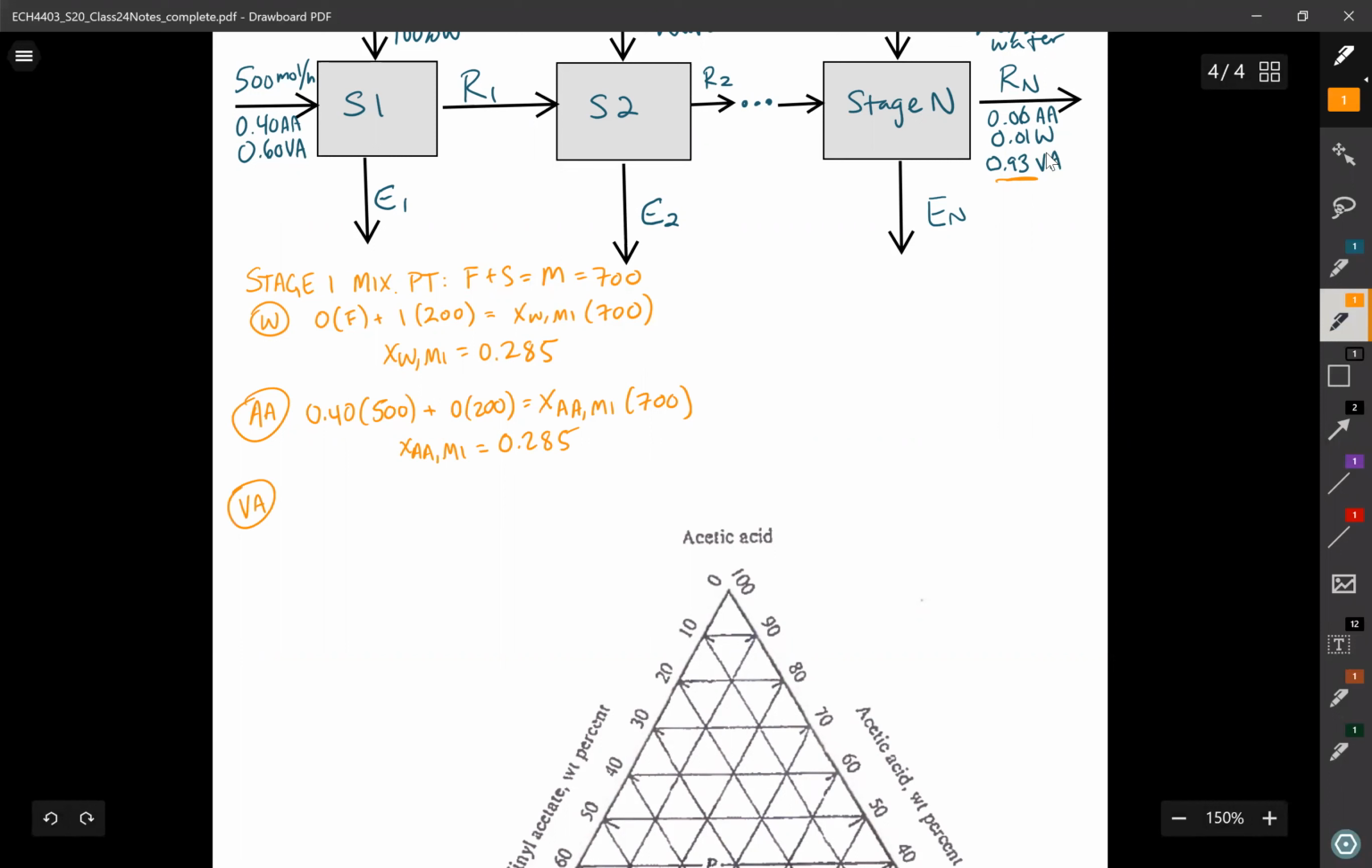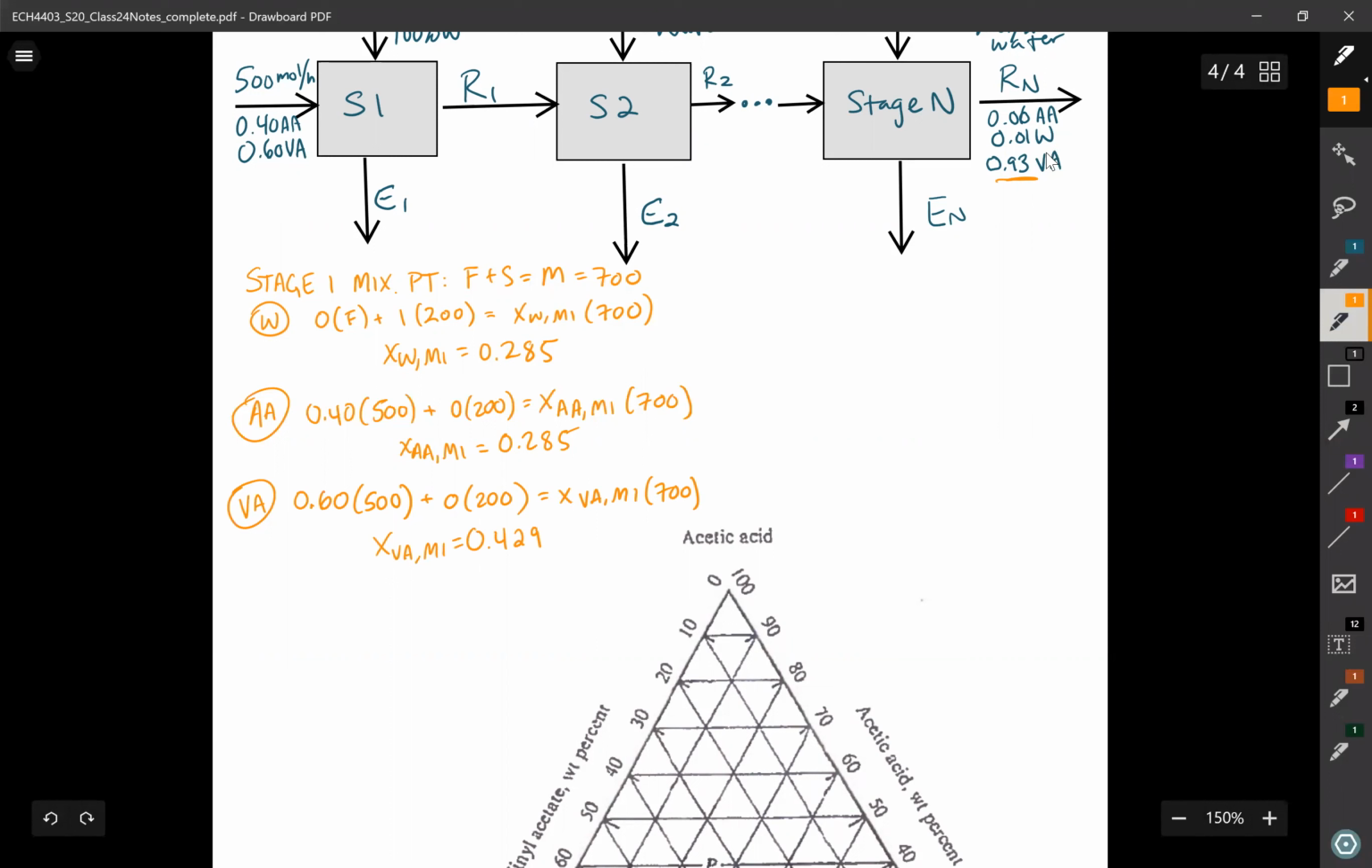Now, vinyl acetate should, of course, be 1 minus 0.285 minus 0.285, and we could calculate it that way. Or we could calculate it the other way. So again, these are not independent equations. I'm just showing you, for the sake of completeness, how you would do it if you wanted to do it. You have options for doing these material balances, and whichever one you want to choose is completely up to you. So this one is 0.6 times 500 divided by 700. That number is 0.429. That is X vinyl acetate of mixing point 1.